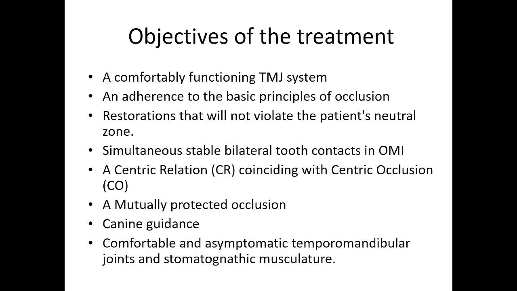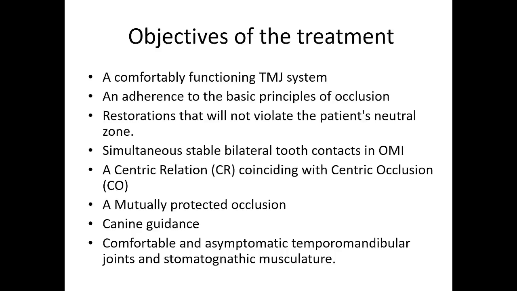So the objectives of the treatment. First, we need to provide a comfortably functioning TMJ system and adherence to the basic principles of occlusion announced by so many researchers. Restoration that will not violate the patient's neutral zone. Everyone knows that the neutral zone is the area where the forces that come from the lip and the cheek are neutralized by the force that comes from the tongue. So whenever we're doing complete denture fabrication, we need to know that the teeth need to be arranged in this neutral zone.